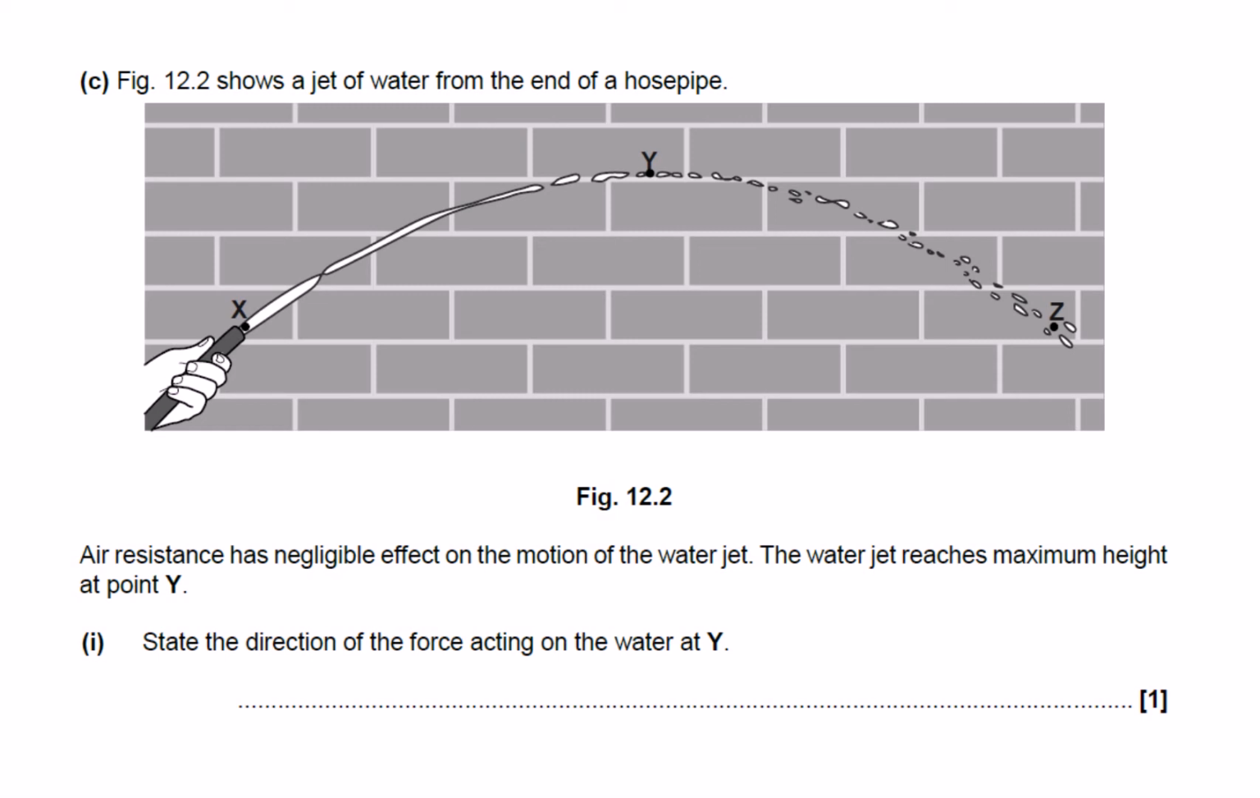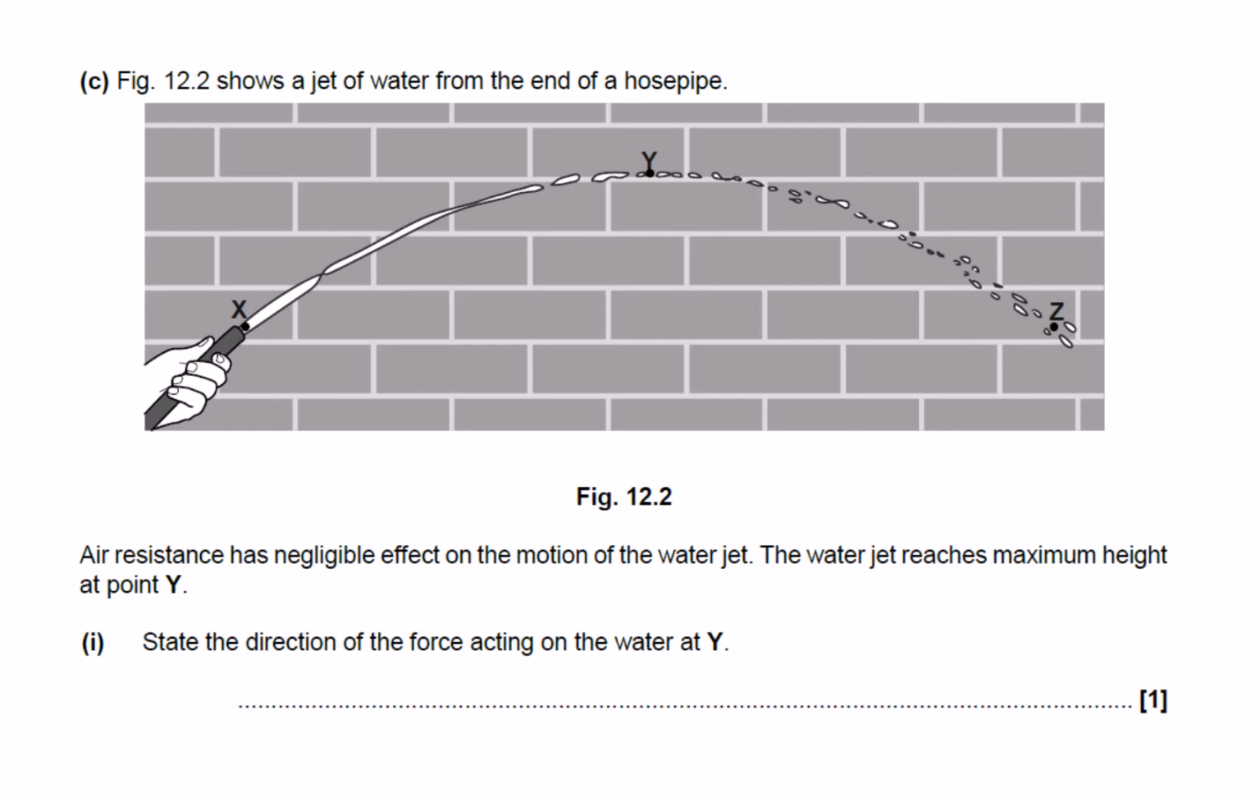So here we are on to 12c. Now we're looking at water coming out the end of a hose pipe. The question is telling us that air resistance has negligible effect on the motion of the water, and the water jet reaches a maximum height at point Y. So the first part we're looking to do is we want to see what's going to be the direction of the force acting on the water at Y.